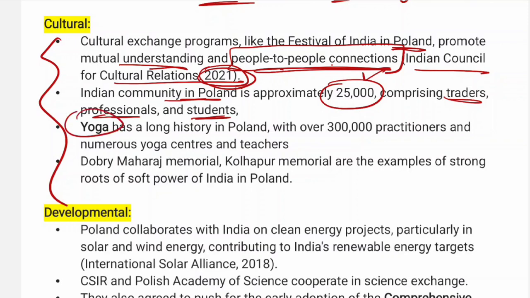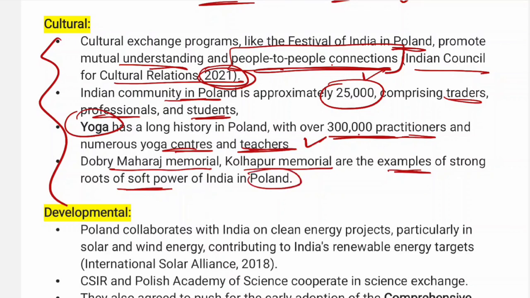Yoga has a strong presence in Poland, in their day-to-day life, as there are more than around 3 lakh practitioners of yoga, and there are numerous yoga centers and teachers present in Poland, which shows India's strong soft power. Then the Dobry Maharaj Memorial and Kolhapur Memorial, where our Prime Minister recently visited in Poland, are examples of the strong roots of soft power present in Poland.